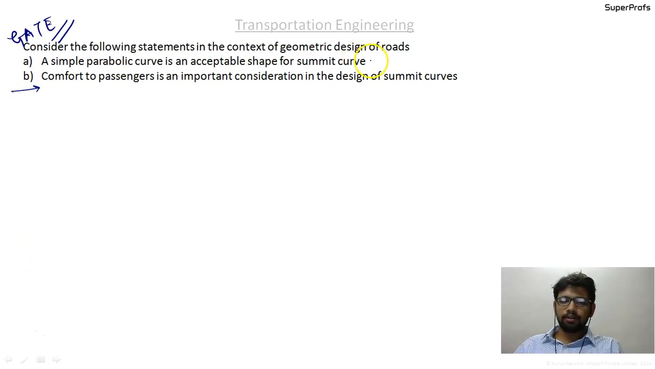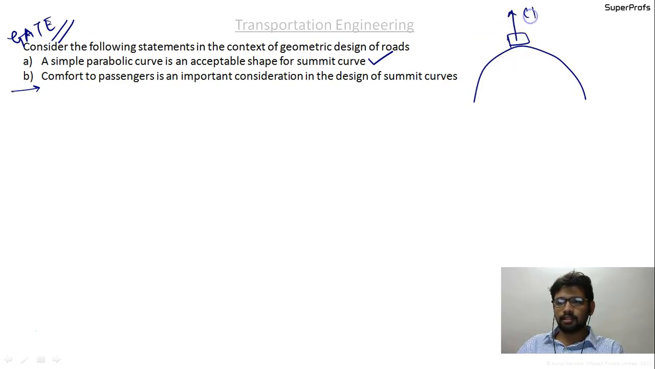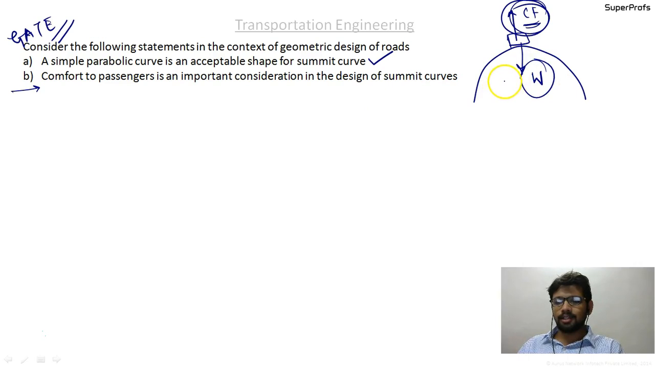A simple parabolic curve for a summit curve is right. And comfort to passengers is not a consideration in the design of summit curves, because summit curves are like this. Suppose this is the vehicle, then the centrifugal force is like this and the weight is like this. So this centrifugal force nullifies the weight, hence it increases the comfort. So the second one is the wrong statement, that comfort to passengers is an important consideration in the design of summit curves.